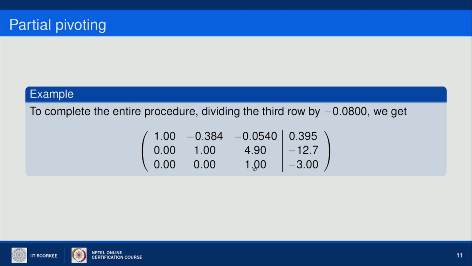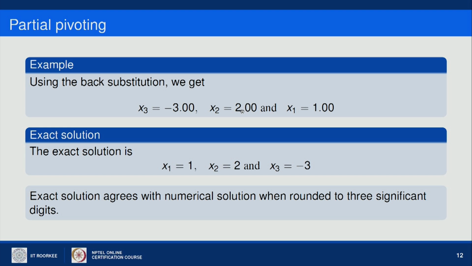So, from here if I use back substitution, you can see that x3 will become minus 3, x2 will become 2 from the second equation after substituting the value of x3, and x1 will become 1 after putting the values of x3 and x2. The exact solution is x1 is 1, x2 is 2, x3 is minus 3, which is the same as we got using Gaussian elimination with partial pivoting. Hence, the exact solution agrees with the numerical solution when rounded to 3 significant digits.